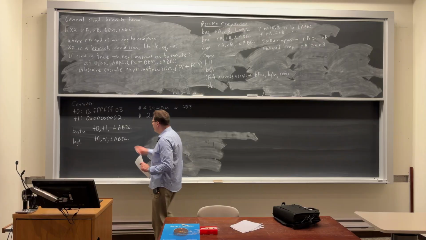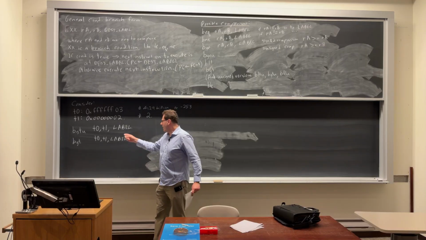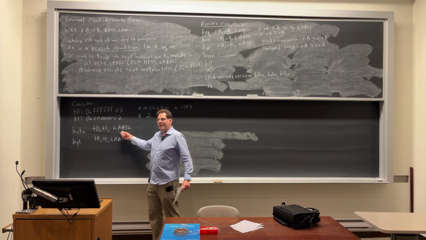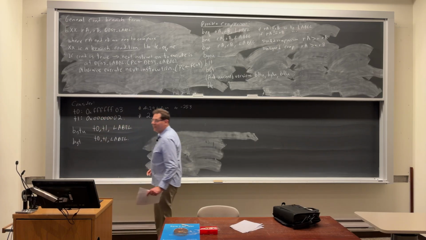Let's see. Which of these, is this branch going to be taken? We say a branch is taken if we actually go to the label, and we say it's not taken if it doesn't go to the label. So with these two values, is this branch going to be taken or not?